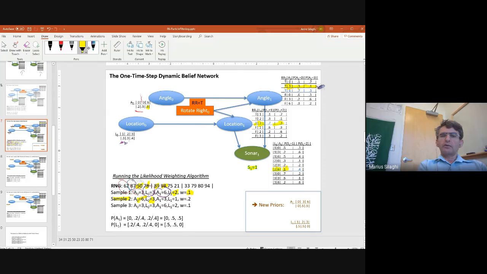Then we sample angle 1. So we are at angle 6. We are going to sample with the random number 75. So we are here, and we say below 70 would have been angle 0, past 70, it's angle 3. So here we are at angle 3.